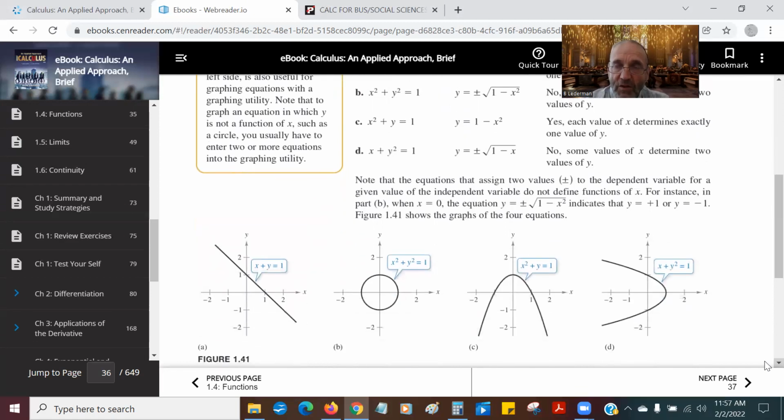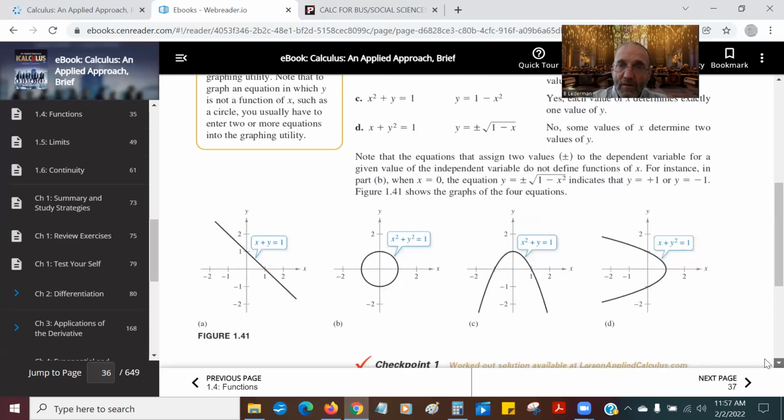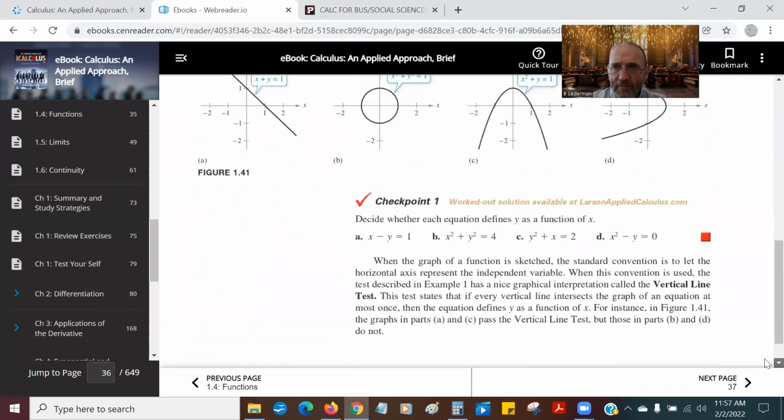Now, this was the first problem, that was the second one, third, and fourth. Now notice that the ones that were not functions fail what they call the vertical line test. If I draw a vertical line, it would hit the graph twice. And if I draw a vertical line here, it hits it twice. So that's what they call the vertical line test.